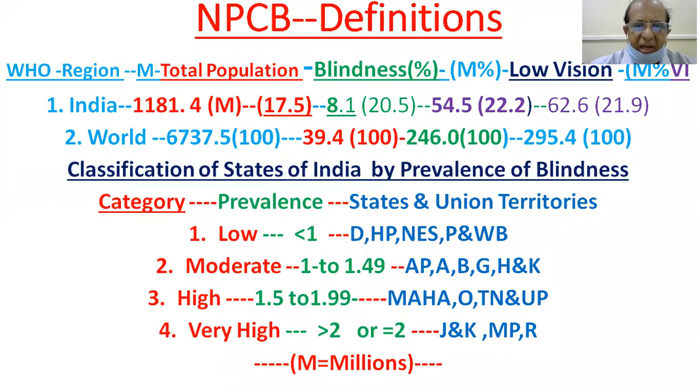Less than 1: Delhi, Himachal Pradesh, others. Moderate: Andhra Pradesh, Assam, Bengal, and Gujarat. High: Maharashtra, Odisha, Tamil Nadu, and UP. Very high: Jammu and Kashmir, Madhya Pradesh, and Rajasthan. So these are the divisions of the classes as per the prevalence. The states or union territories are divided as per the prevalence of blindness.